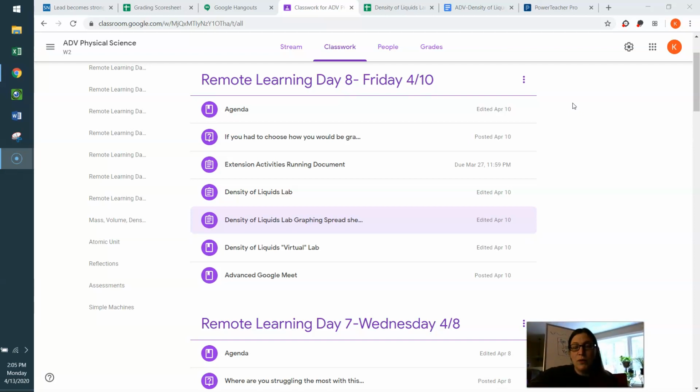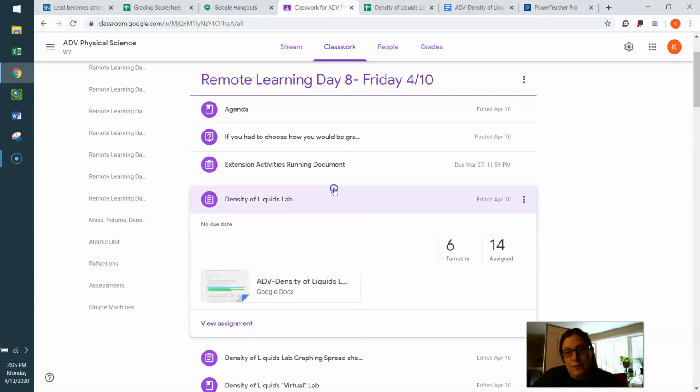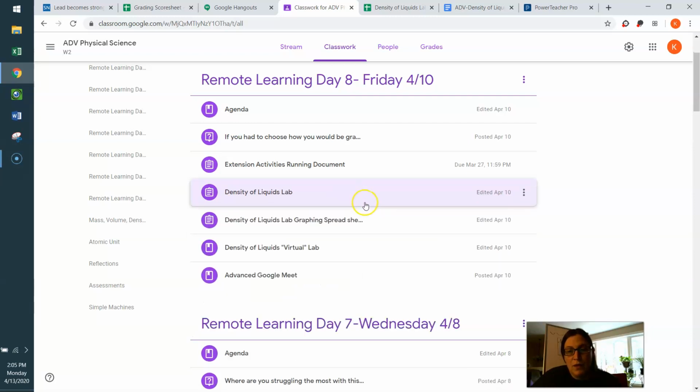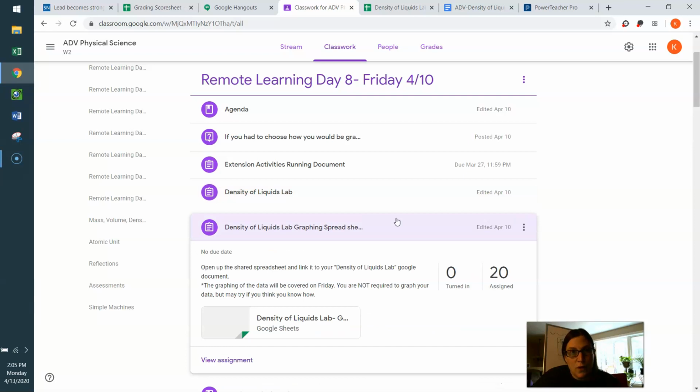The best thing you could probably do for yourselves is to get into your remote learning day 8, where we would find your liquids lab document. You're going to want to open that up, and then also the spreadsheet that I shared with you. You're going to want both of these to be open.